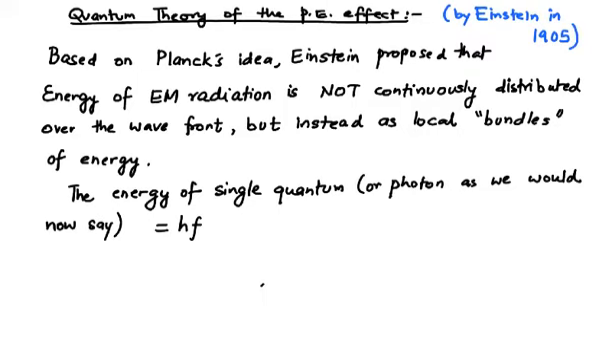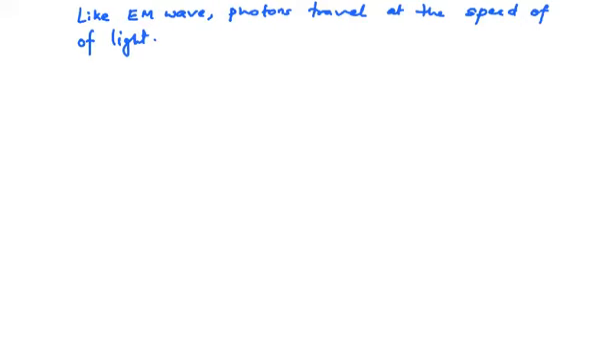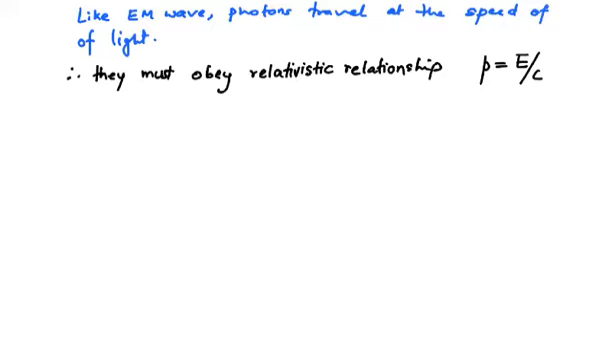Now, two properties of these photons are: first, they are massless. Second, photons carry linear momentum and energy. And these photons travel at the speed of light. Therefore, they must obey the relativistic relationship: momentum equals total energy divided by the speed of light. So we get p equals h over lambda. Photons carry linear momentum as well as energy, and therefore they share this characteristic property of particles.